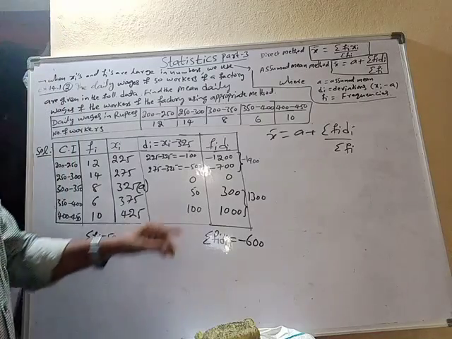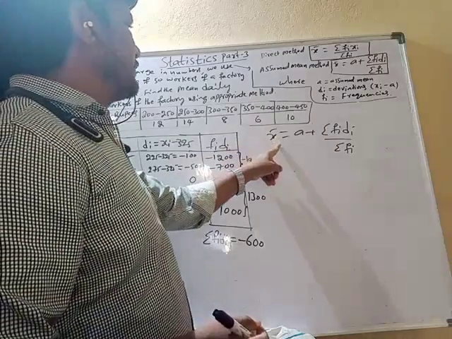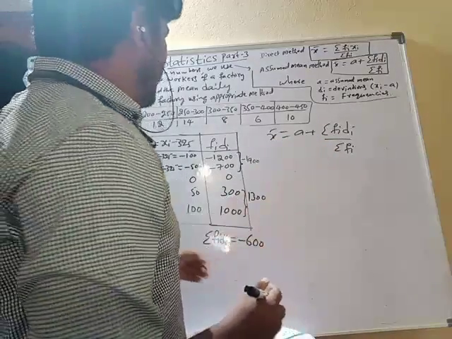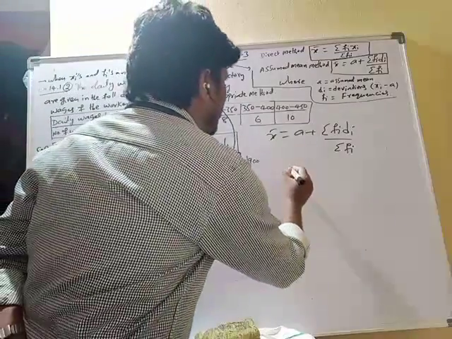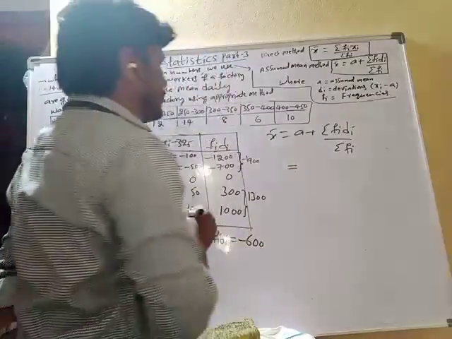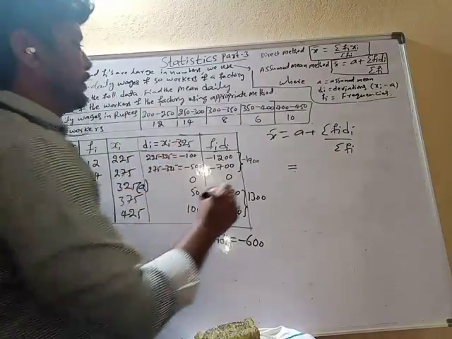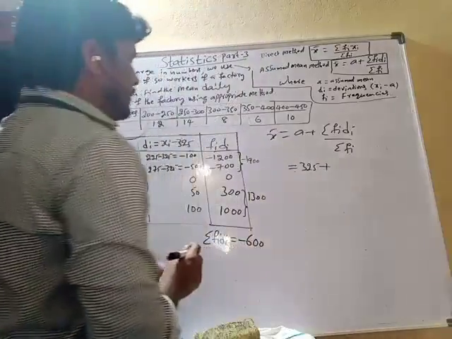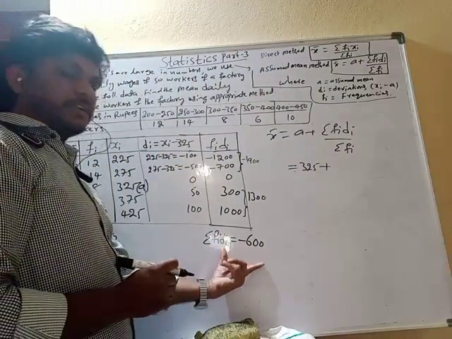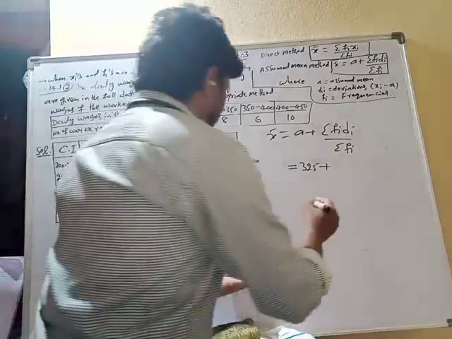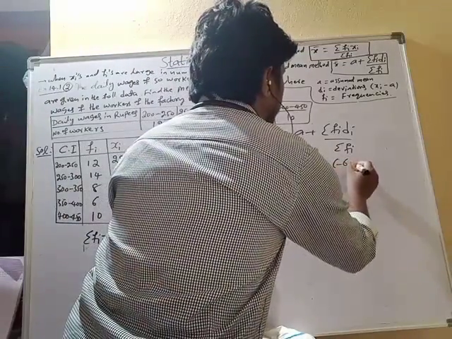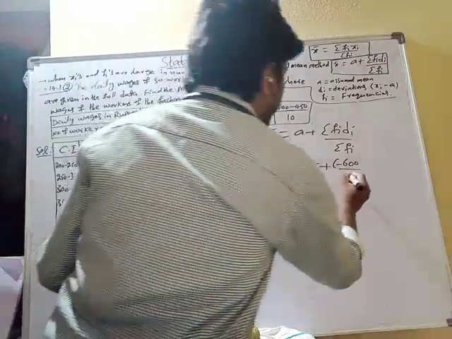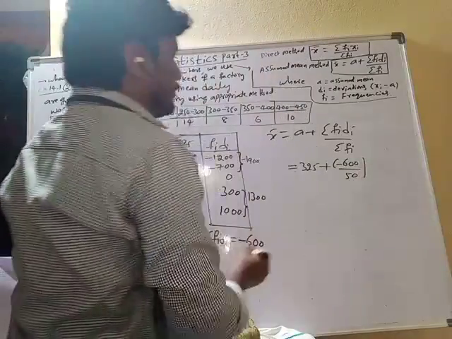Then use the formula. What is the formula? The direct assumed mean method: x bar is equal to a plus summation fi into di by summation fi. All these values you have to substitute here. That is the mean x bar is equal to the assumed mean 325 plus summation fi into di, which is minus 600, divided by summation fi, which is 50. You have to simplify.